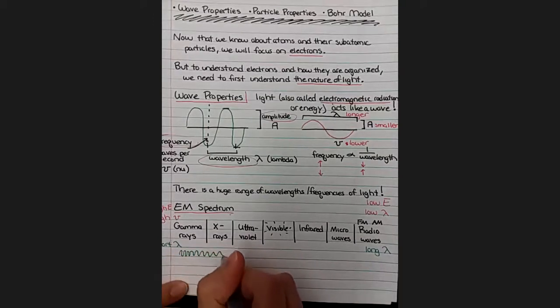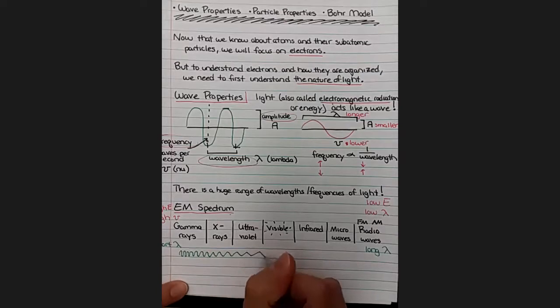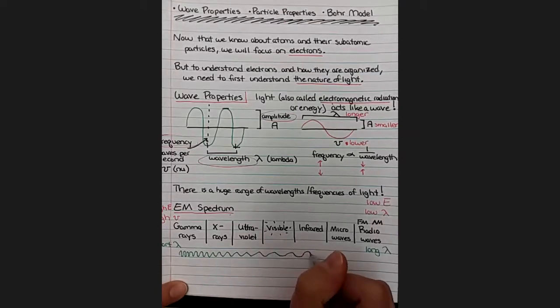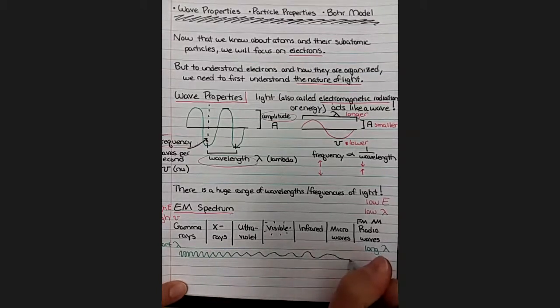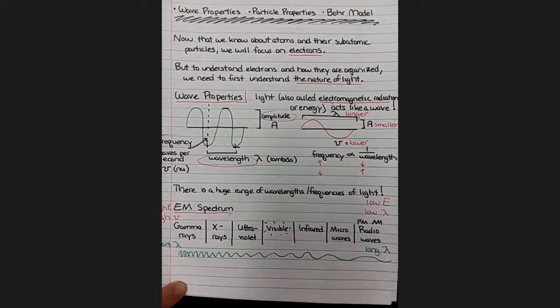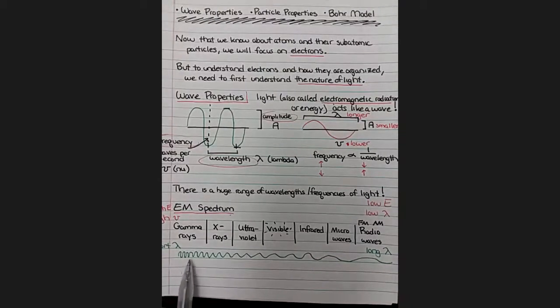It would start to get a little bit longer through X-rays and ultraviolet and visible, and longer and longer and longer and longer, all the way to radio waves. So the gamma rays have the highest energy and the shortest wavelength. And as we move through the spectrum, the wavelength gets longer and longer, and the energy gets lower and lower.